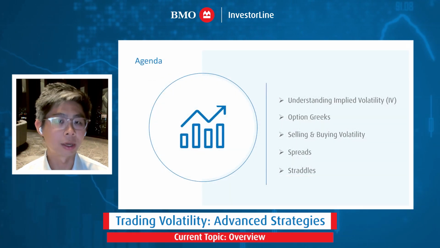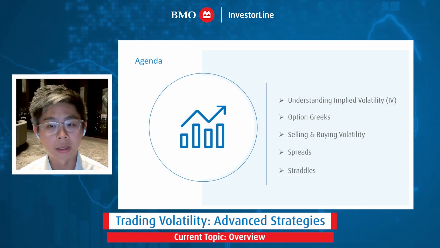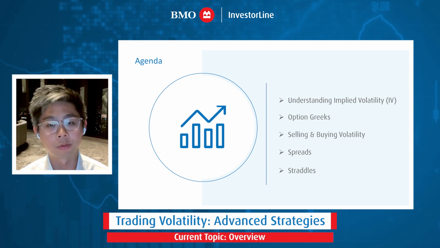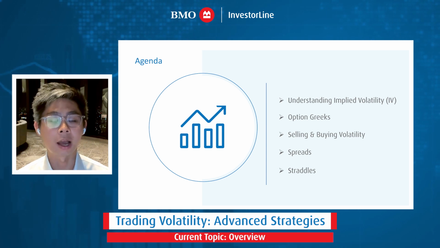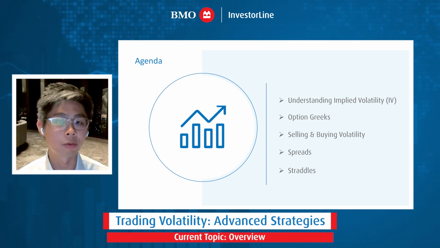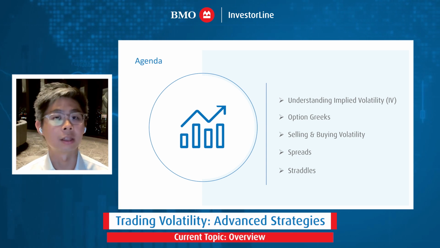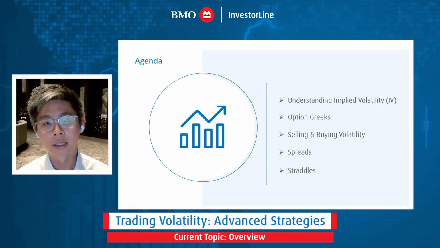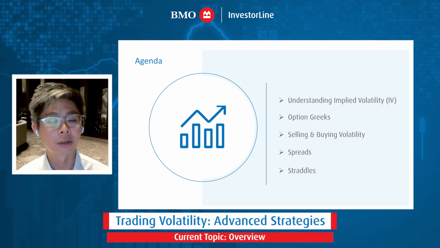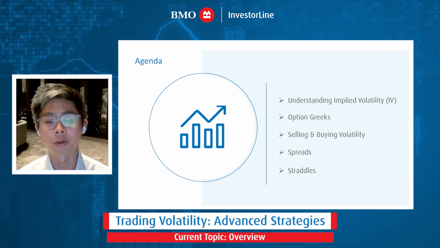What we're going to break down during today's session is first getting a better understanding of what implied volatility even is before we look at how you can potentially trade it. In order to do that, we have to better understand the option Greeks. So we'll do a quick review of the Greeks, specifically the important ones for today's discussion, and how the different Greeks will affect the value of your option.